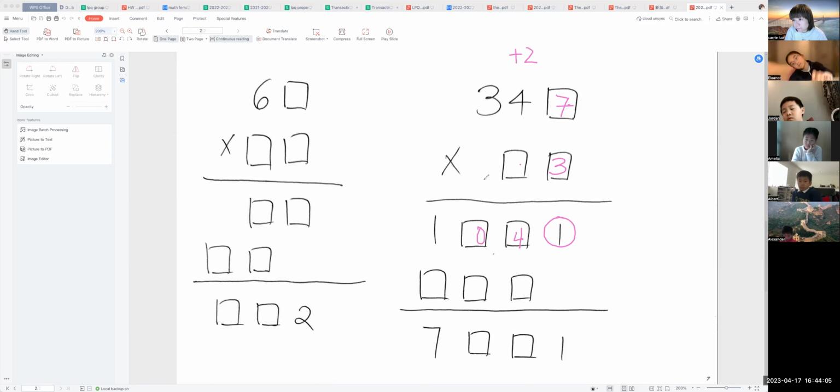Eleanor. So can we put 4 here? No. Why? Because 3 times 300 something is already a 4-digit number. In order to make this number 3-digit, we could only put 1 and 2 here. Do you understand, everybody? Okay, so now can you tell me it is 1 or 2?